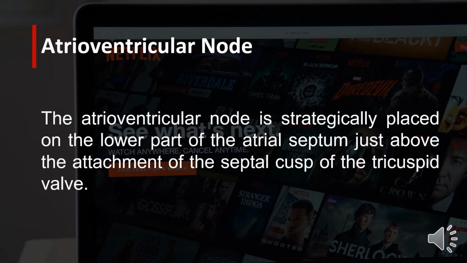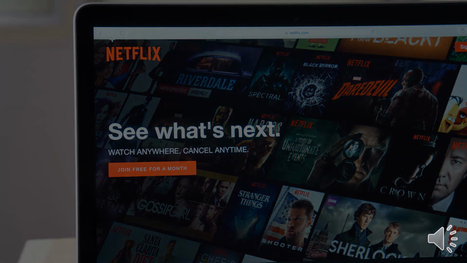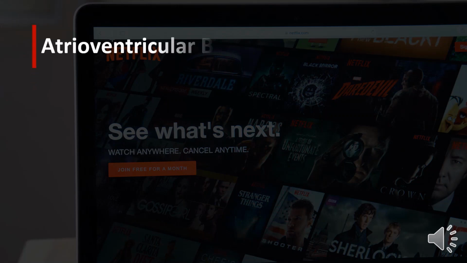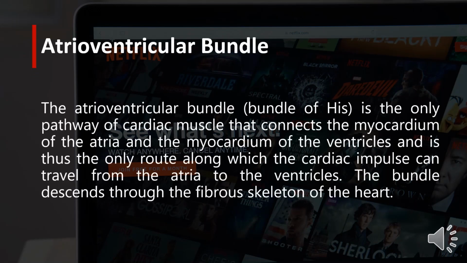The atrioventricular node is strategically placed on the lower part of the atrial septum, just above the attachment of the septal cusp of the tricuspid valve. The atrioventricular bundle is the only pathway of cardiac muscle that connects the myocardium of the atria and the myocardium of the ventricles, and is thus the only route along which the cardiac impulse can travel from the atria to the ventricles. The bundle descends through the fibrous skeleton of the heart.